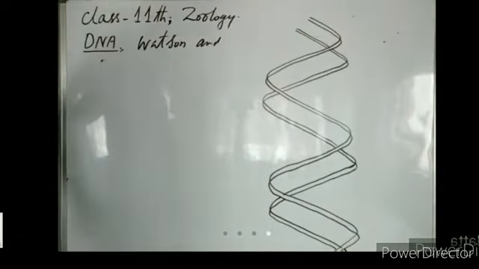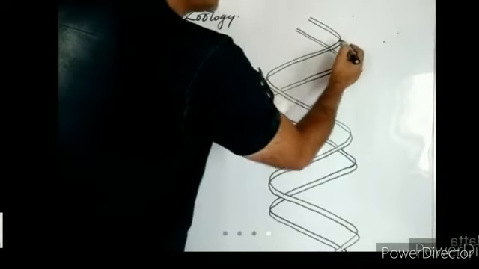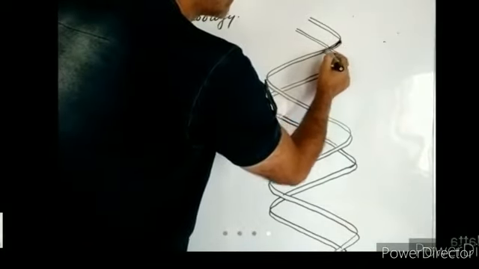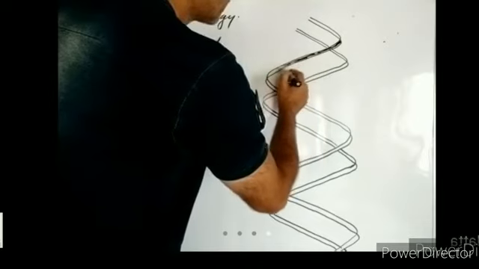So this is a double helical DNA. It is a right-handed helix. So I will shade this to indicate that it is a right-handed helix.